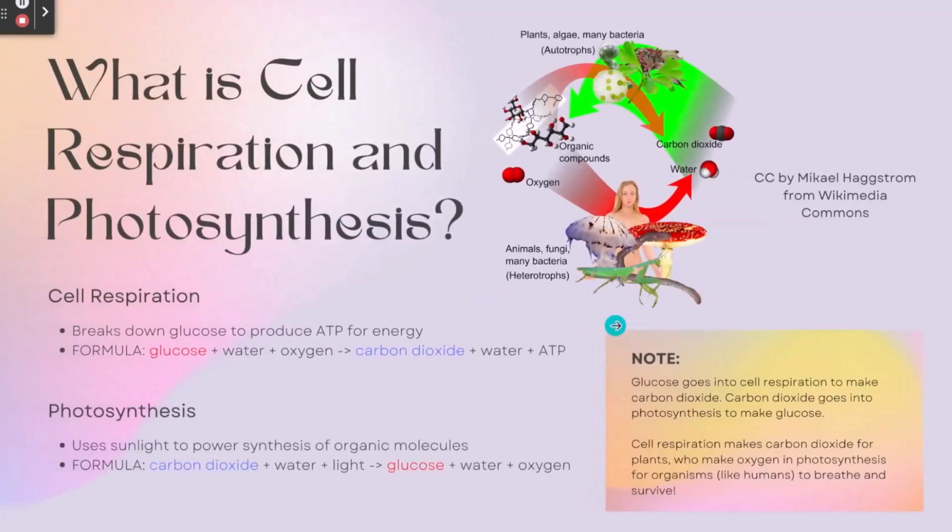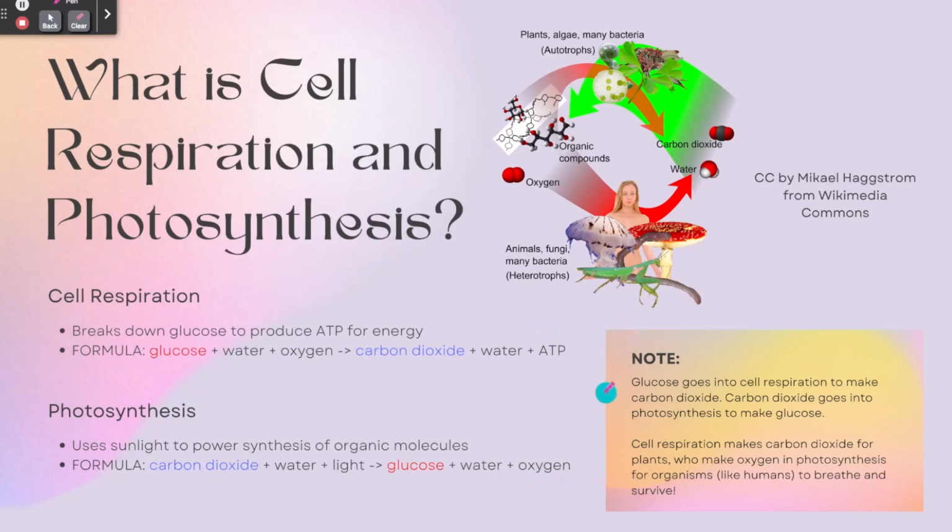So, to briefly go into cell respiration and photosynthesis, cell respiration is where glucose is broken down to produce ATP for energy, and the formula is glucose plus water plus oxygen becomes carbon dioxide, water, and ATP. On the other hand, photosynthesis uses sunlight to power synthesis of organic molecules, and the formula is carbon dioxide plus water plus light becomes glucose plus water plus oxygen.